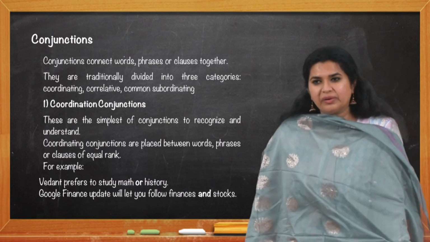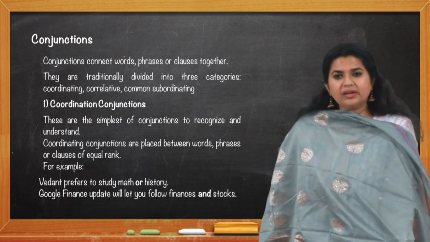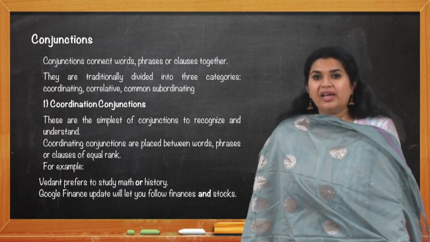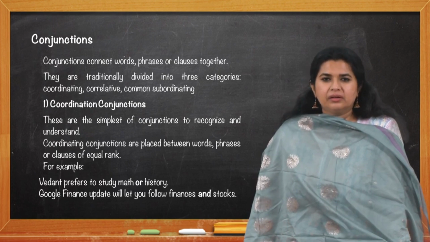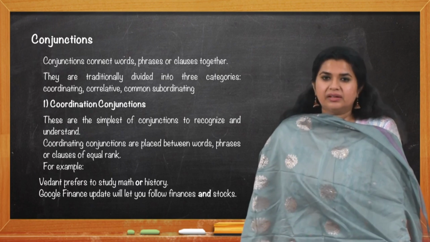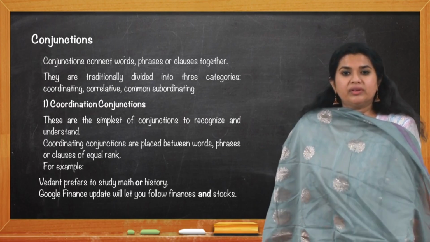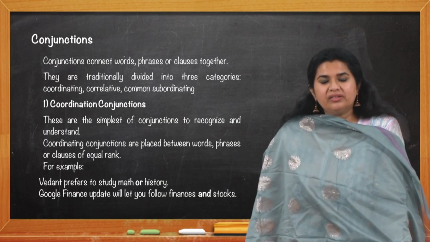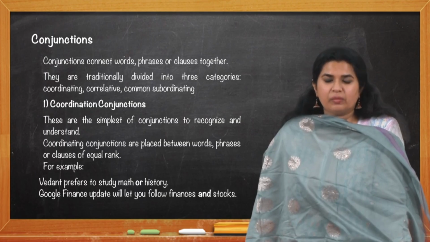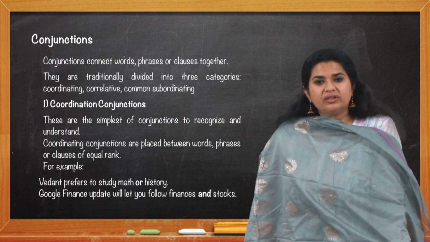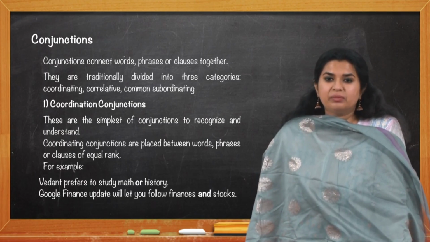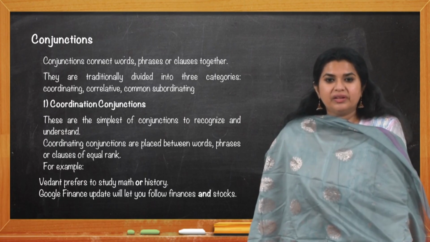Moving on to the next topic, conjunctions. Conjunctions connect words, phrases or clauses together, like and, but, however, as well as, either or, neither nor. These are traditionally divided into three categories: coordinating, correlative and common subordinating. What are coordinating conjunctions? These are the simplest of conjunctions to recognize and understand. Coordinating conjunctions are placed between words, phrases or clauses of equal rank.